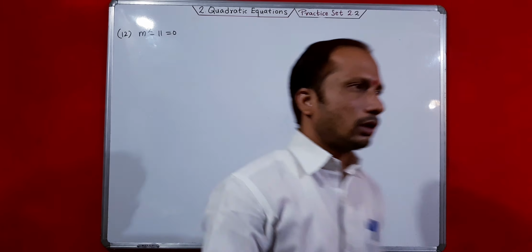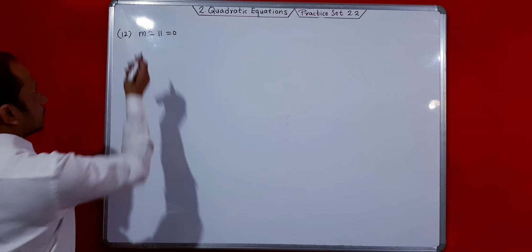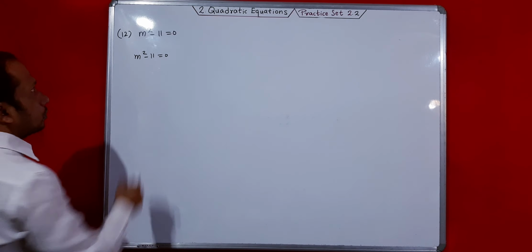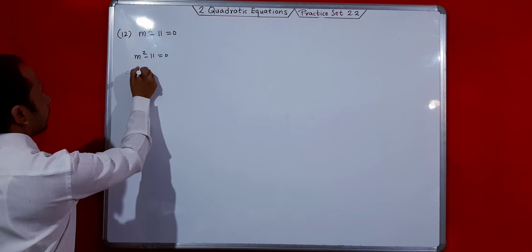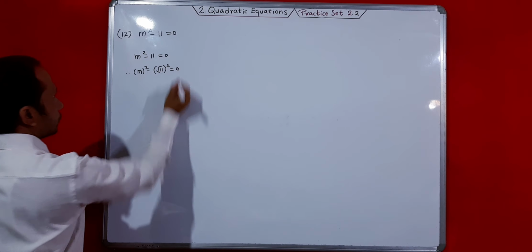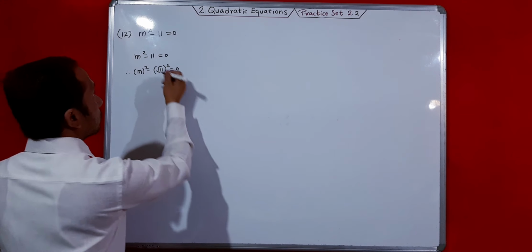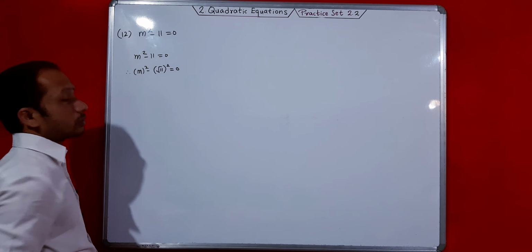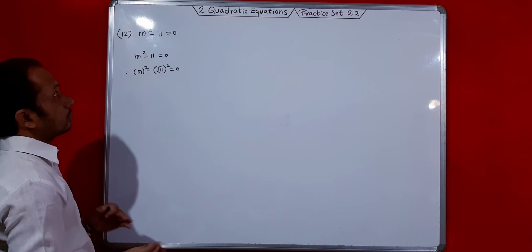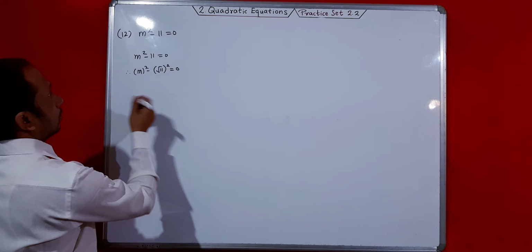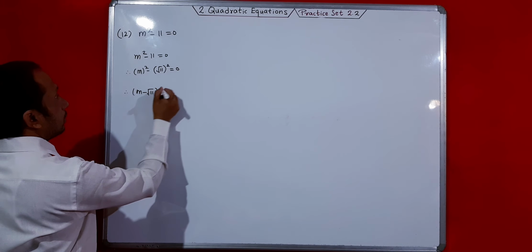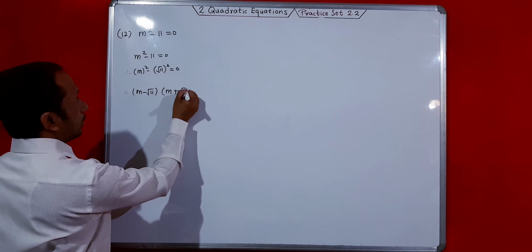So we'll solve the last problem. m square minus 11 is equal to 0. We need to convert it into (m) square minus (root 11) square is equal to 0. Use the formula, because this you can directly solve. I will tell you how to solve it. Therefore use the formula: m minus root 11 times m plus root 11 is equal to 0.